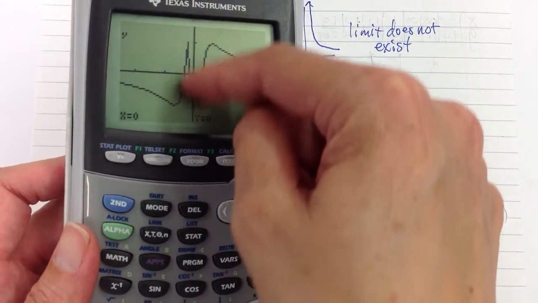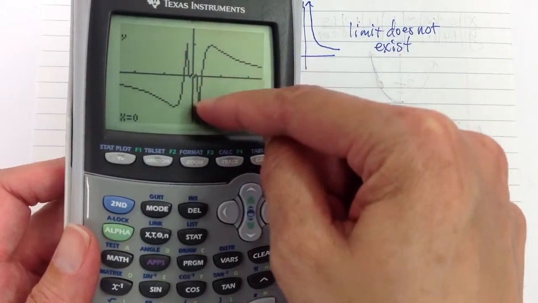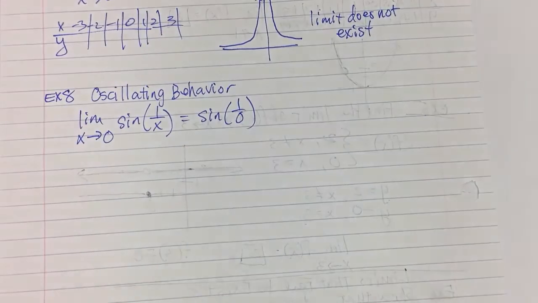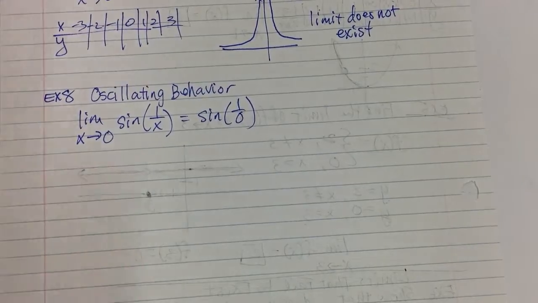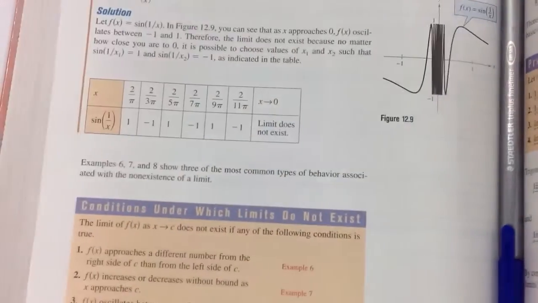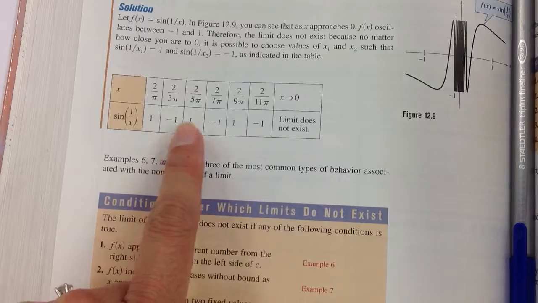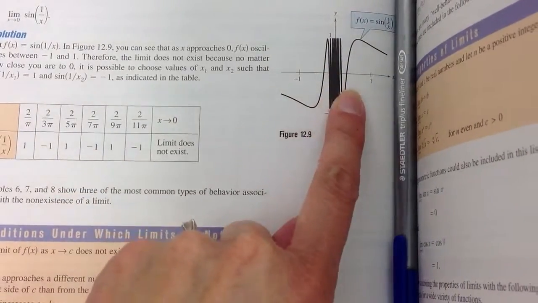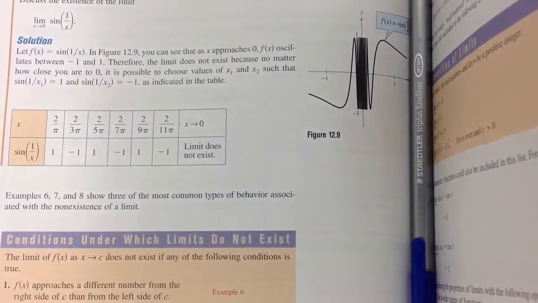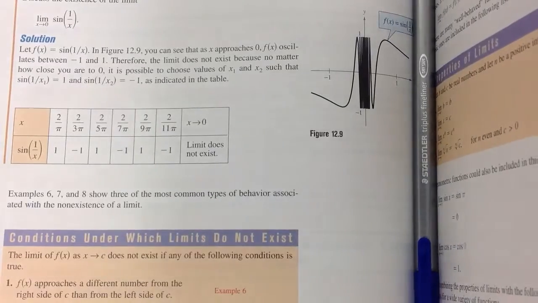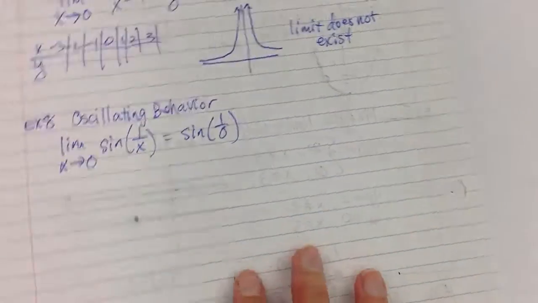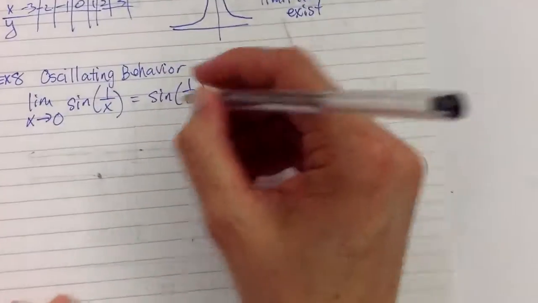So the graph is going up and down, it's bouncing up and down, and it's kind of irregular too. So this oscillating behavior, and then your book shows you the values of, if you put your different x values in, what do we get? We get like +1, -1, +1, -1, +1, -1. So it's going up, down, and it's doing this thing really fast. Well, when you have oscillating behavior, there's no limit, okay, because it's just too irregular. So if that happens, no limit. Doesn't exist. Okay, so the limit does not exist here.